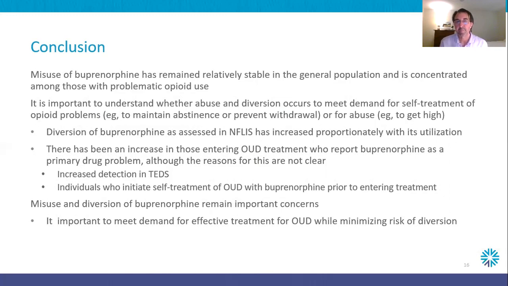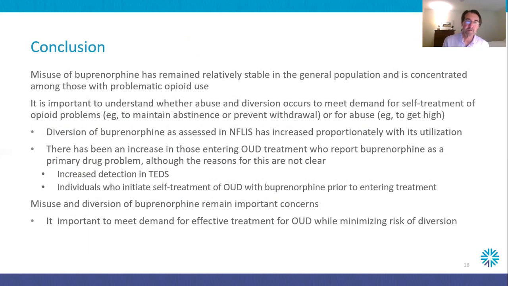We saw that the diversion of buprenorphine as assessed in NIFLS increased proportionally with its utilization. And we saw that there were increases in those entering OUD treatment who report buprenorphine as a primary drug problem. But we really aren't clear what the reasons are for that. It could be that there was increased detection in the TEDS for those states that provided detailed drug problem information. Over time, more states may have added questions, including buprenorphine as a response.